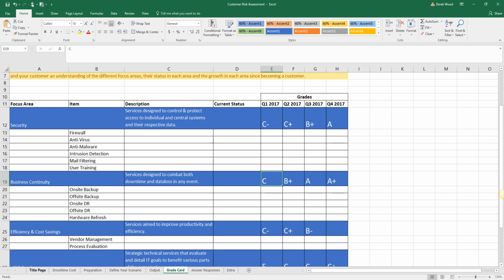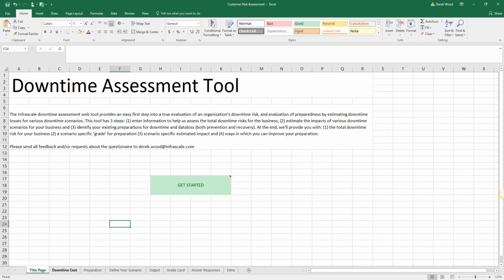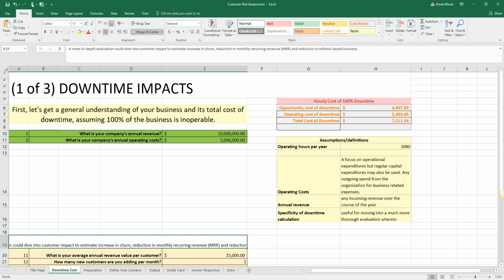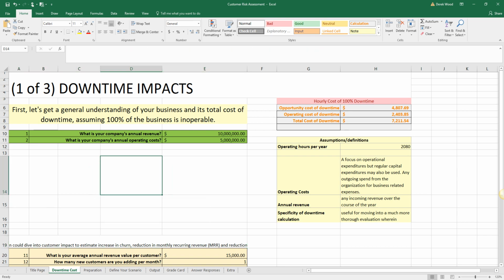So as far as how to use the evaluation sheet, I have this title slide, which is just an example of what you might have if you put this into a web interface. But first thing is to assess the cost of downtime. We do this with two figures from the customer. We need annual revenue and annual operating costs.